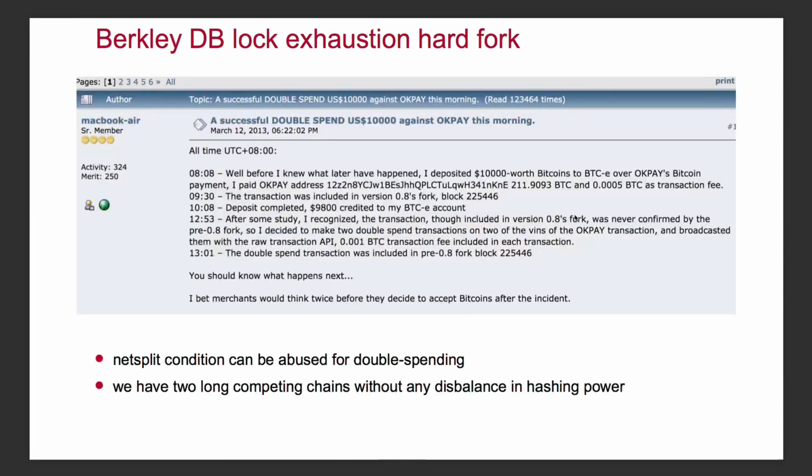So then, there was actually a double spend based on this net split condition. In the post-mortem BIP, which is a document that outlines Bitcoin changes, it was claimed that it was non-malicious. I'm not sure what it means. Maybe the money was returned. In any case, it's interesting that this net split condition was abused for a double spend.